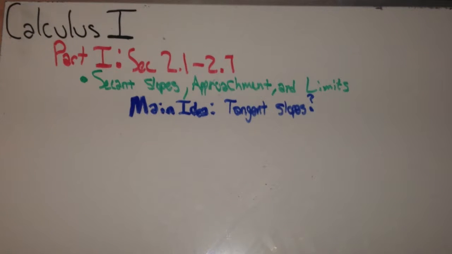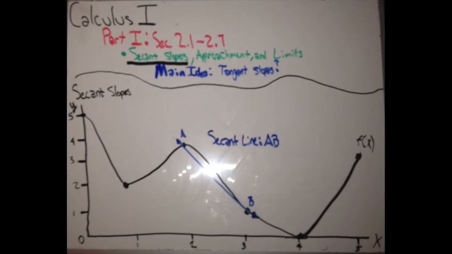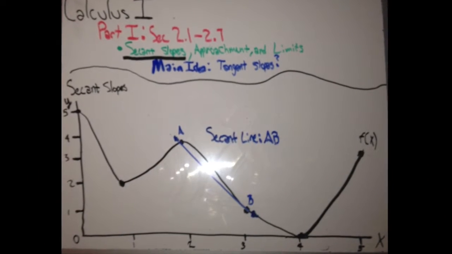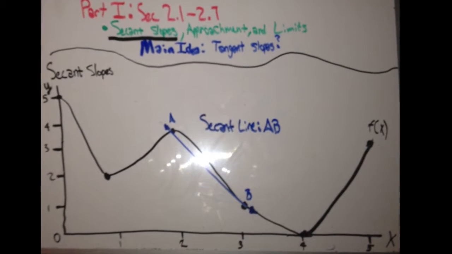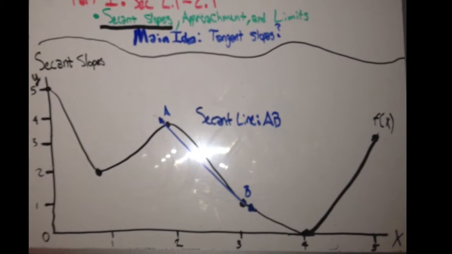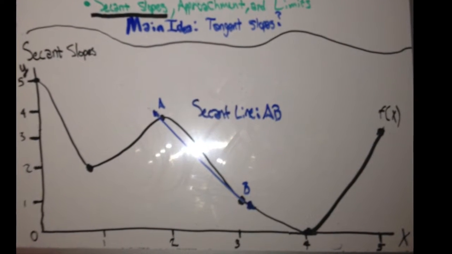In calculus, we begin with secant slopes, approachment, and limits, and how these can eventually bring us to this main idea of how we find a tangent slope at one point. Pictured below is the graph of some random function. Taking 2 points, a secant line, we are going to now find the slope of that secant line.